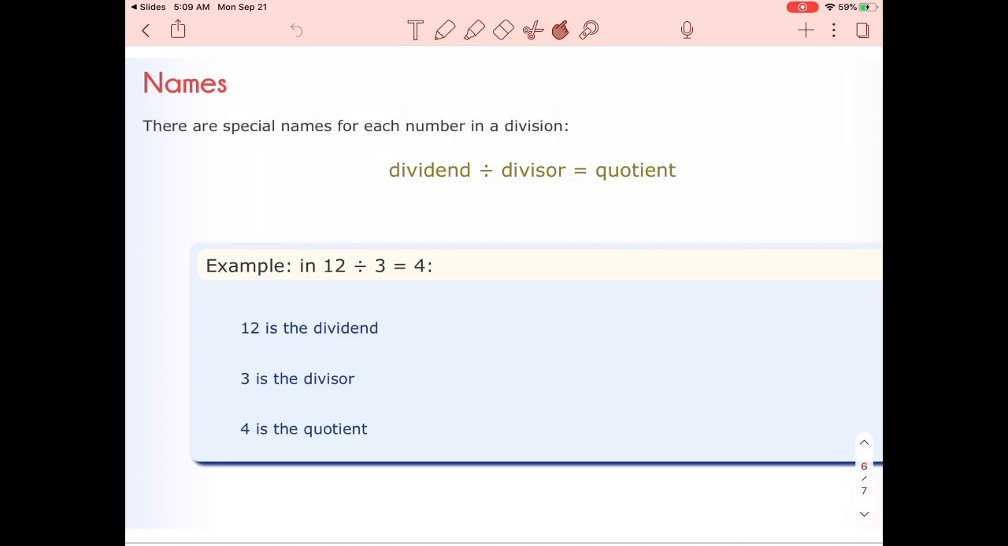So I'd like you now to take out your math notebook. You can pause here if you need to for a moment, and make sure that you've recorded these words in your review before we get started. I like to review these every year.